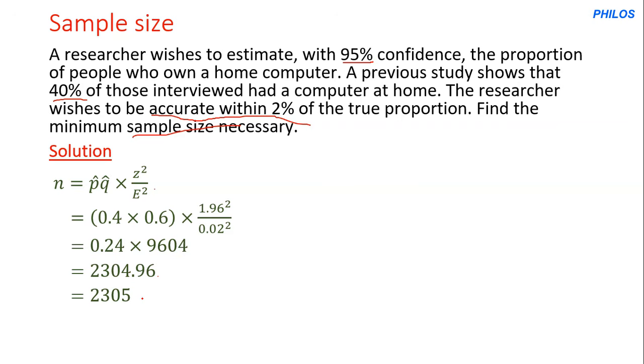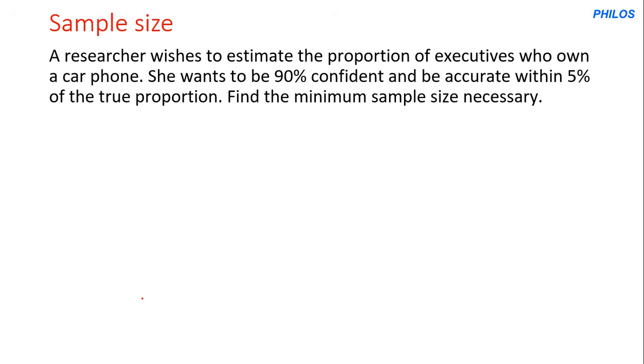So let's take another example and see. A researcher wishes to estimate the proportion of executives who own Carrefour. She wants to be 90% confident and be accurate within 5% of the true proportion. Find the minimum sample size necessary. So to solve this, since the question says find the minimum sample size necessary, we are going to record the formula for the sample size, which is n is equal to p hat times q hat times z square over e square. We are using the proportion sample size formula because the question says true proportion.